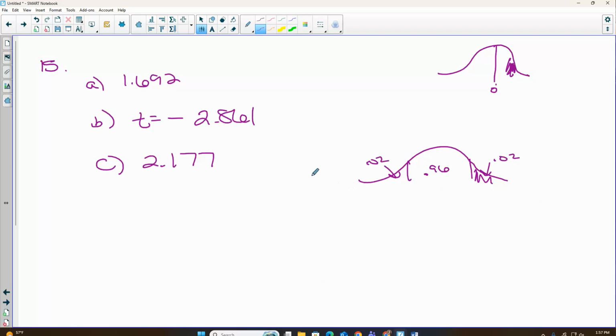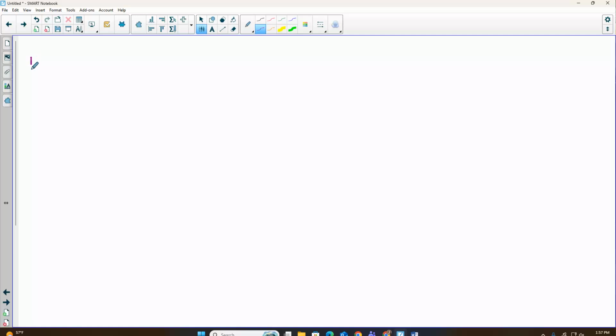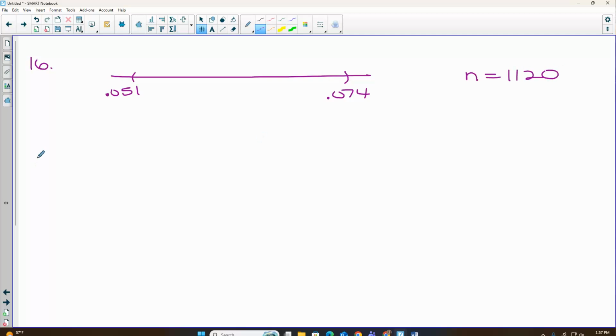So we do have a couple more questions. So 16, determine the point estimate for the population proportion, margin of error, and x. Our confidence interval goes from 0.051 to 0.074. And our n is 1,120. Our p-hat, remember your confidence interval is just centered around that. So it's right here in the middle.